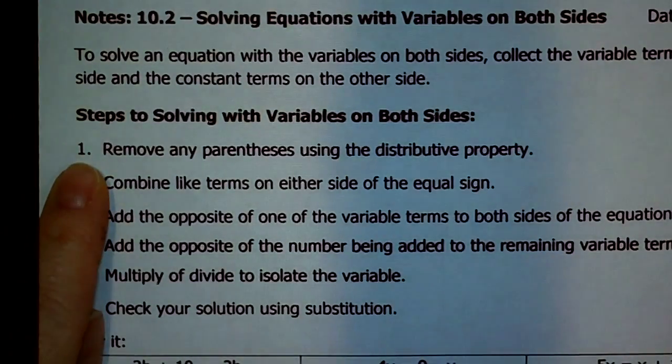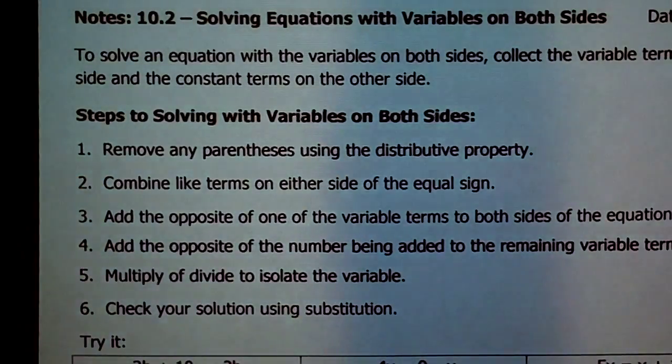We're going to get rid of any parentheses that we see by using the distributive property, and we can combine like terms on either side of the equal sign. I can't cross the equal sign when I'm combining like terms, but I can combine them on either side. Finally, we are going to add the opposite of one of the variable terms to both sides of the equation. Normally after steps 1 and 2, you'd be used to getting rid of whatever's being added to the variable term. Now we're going to choose one of the variable terms to cancel out from one side and move to the other. At that point, steps 4, 5, and 6 are going to be exactly the same as the 1 and 2 step equations you've been working on all year long.